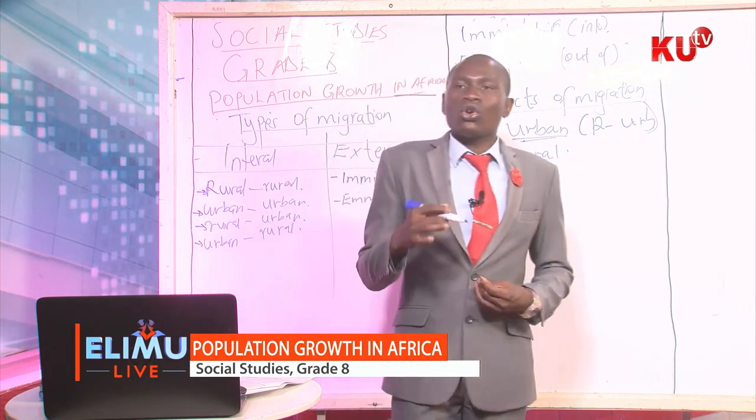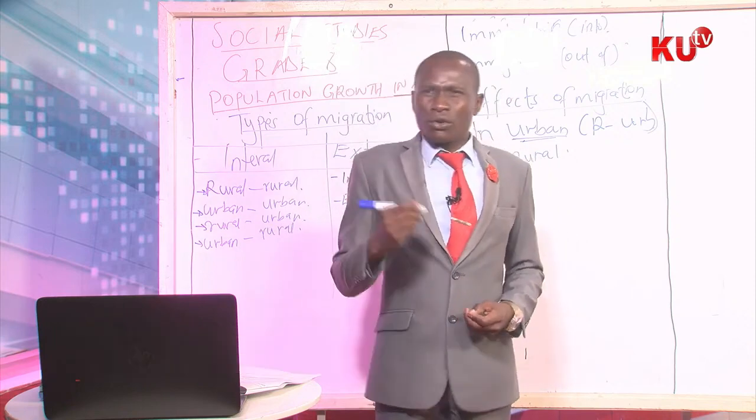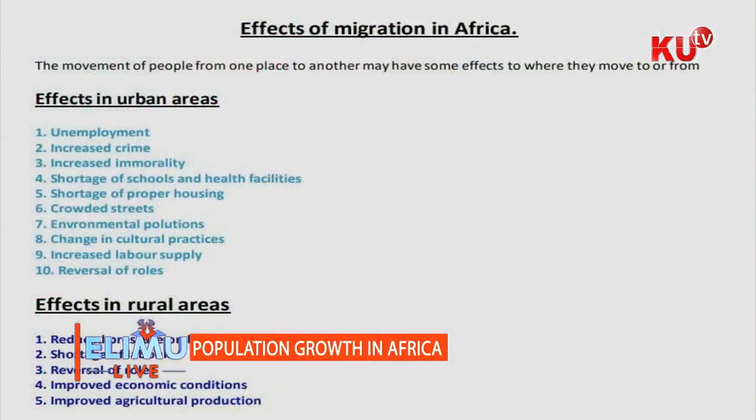Then lastly, reversal of roles. How does reversal of roles affect population in urban areas? Reversal of roles is where the father or the mother is doing the roles of the other. So reversal of roles is where you exchange roles from father to mother. The mother is performing the roles of the father. Maybe the father died, or maybe the father is in rural areas. So the mother is in urban areas with the children, and she is going to perform the roles of the father.